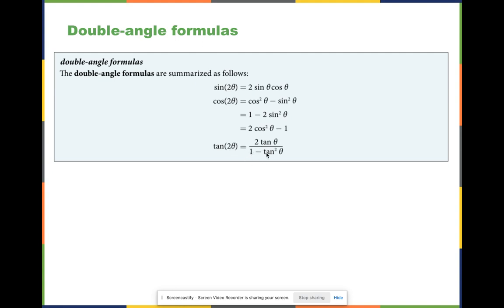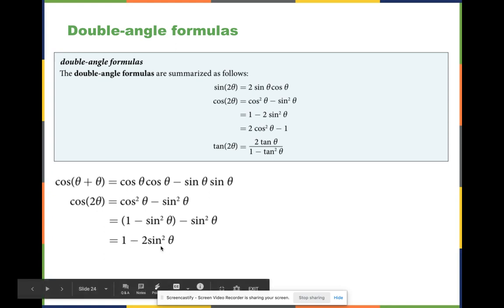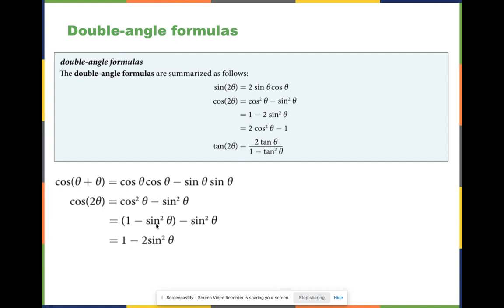Okay, so let's just briefly look where these come from. So cosine of theta plus theta equals this minus this. Okay, this is from the sum and difference formulas that we did in the last section. So this is just that equation if our two angles are the same, if they're both theta. So we can write that as cosine squared minus sine squared. We can write cosine squared using the Pythagorean identity as 1 minus sine squared, where we get this third one. Sometimes it depends on the problem. Each of these 3 representations might be useful. They're all on your equation sheet.